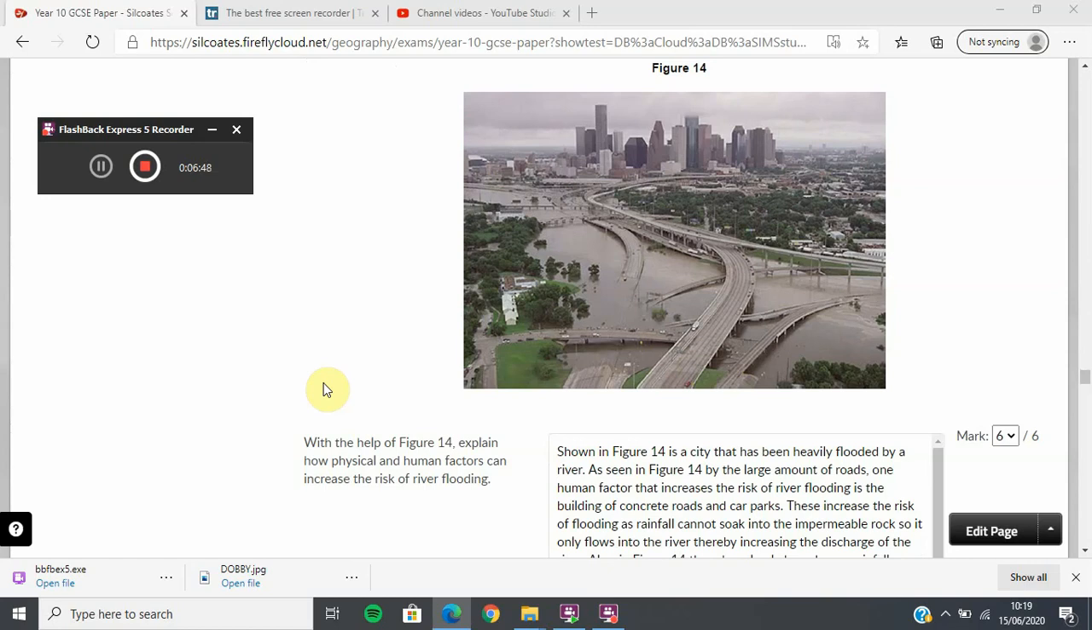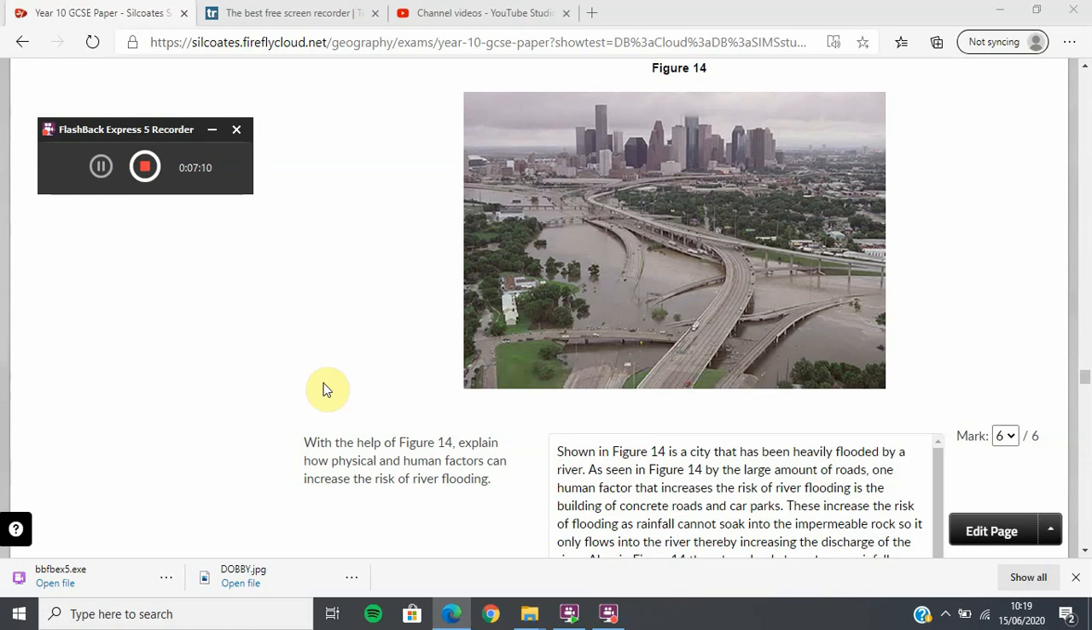There were some people talking in answers here about slopes, which is fine. We could do that in areas where there are very steep slopes. That can increase the risk of river flooding as the water reaches the river very fast. Okay, therefore filling it up so that it overflows. That was fine. So a number of things like that you could talk about.